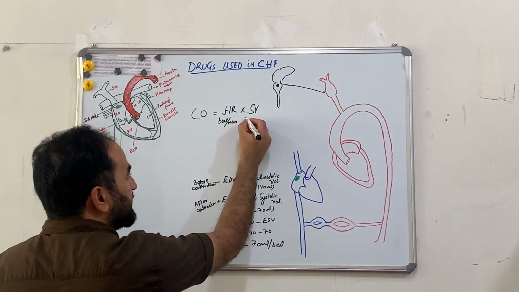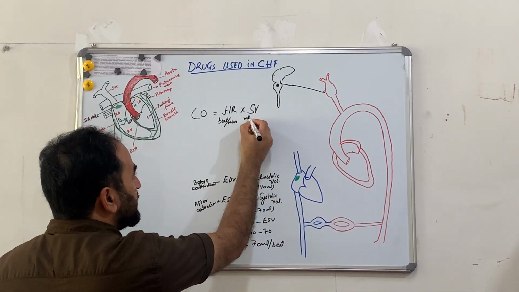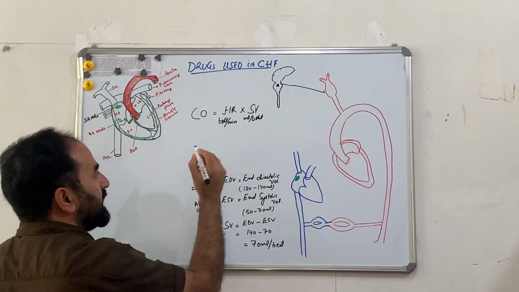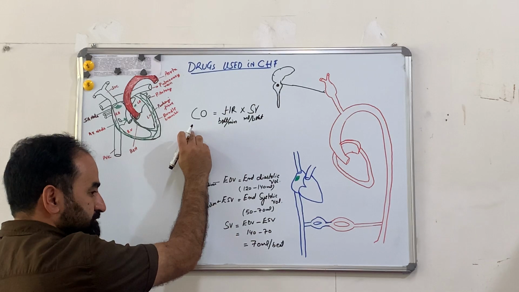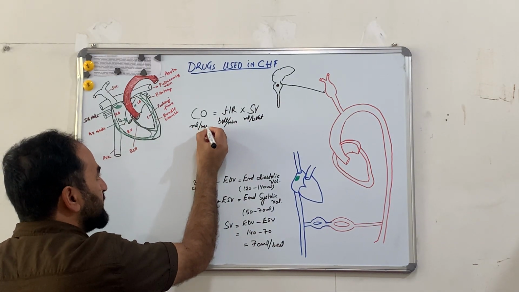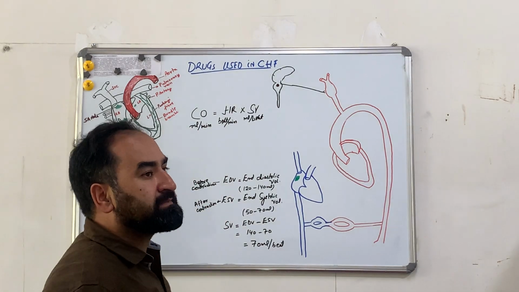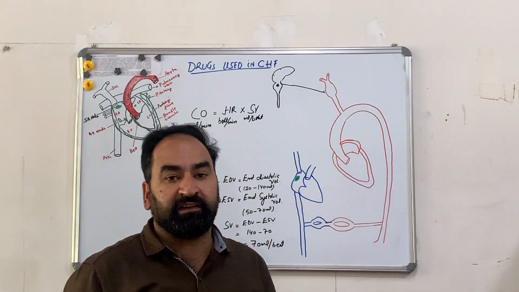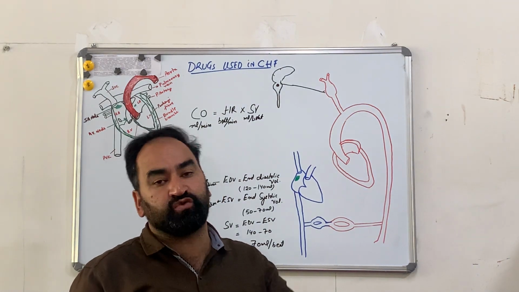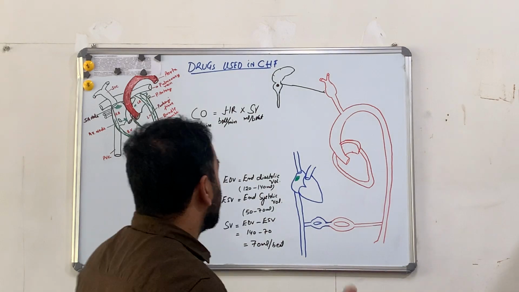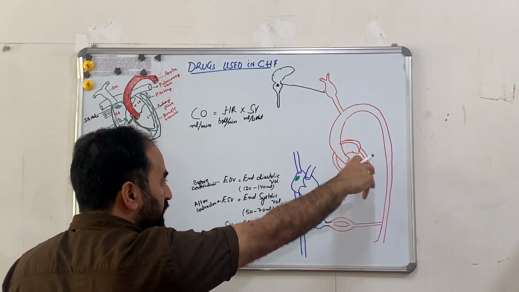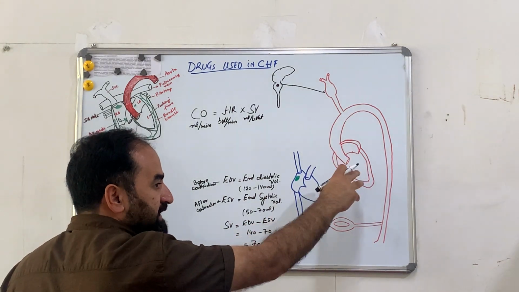So what is the unit here? It is ml per beat. So beat and beat cancel each other. Then what is the unit of cardiac output? It is ml per minute. That is the total volume of the blood that is ejected from the ventricles into the circulation per minute. That means the volume of blood ejected by the ventricles per minute.